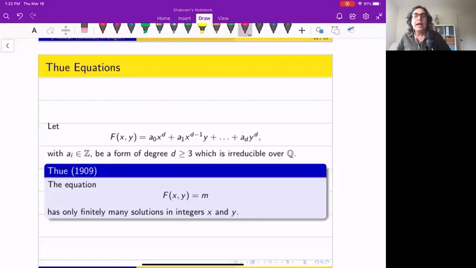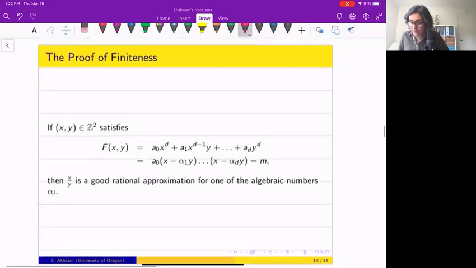For simplicity, I'm also going to assume that my form is irreducible. In 1909, Thue proved that if you get a form like this with coefficients in the integers, and you put it equal to an integer and ask how many solutions there are, such a form has at most finitely many solutions. Again, there might not be any solutions, but if there are, there are finitely many. Once more, I want to emphasize that in the cubic case, for cubic number fields, when I think about index forms, it's very attractive to have a two-variable equation. Let me tell you how to prove the finiteness in this theorem. It's very simple.